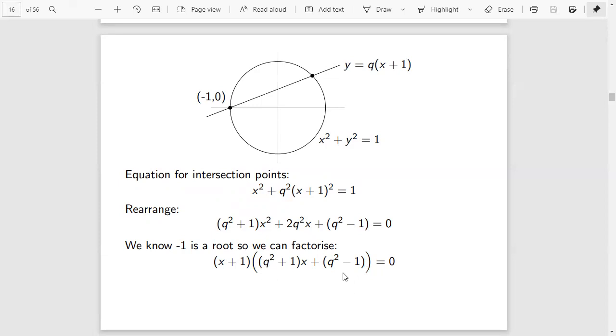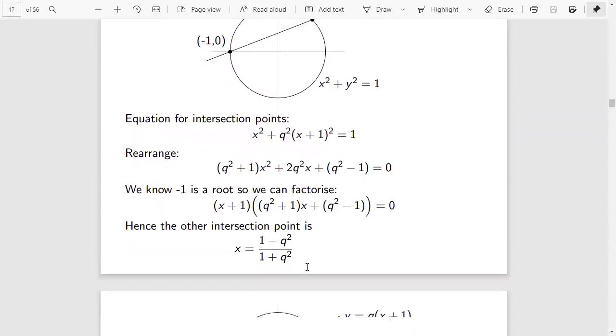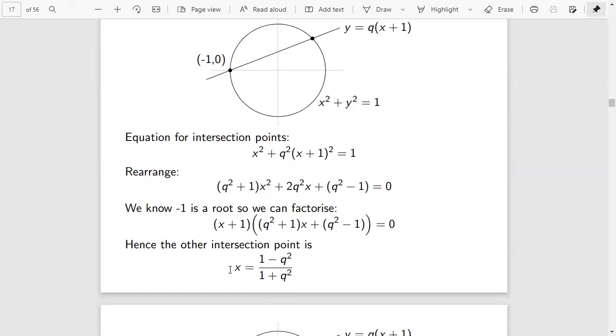So this avoids going through the square root, doing a long calculation and discovering that by some magic coincidence, the thing you're taking the square root of is a square. This automatically gives you another rational point. So we get the value of x is this expression here. When q is rational, this is a rational number. And then you can substitute that back in and work out the value of y as well.